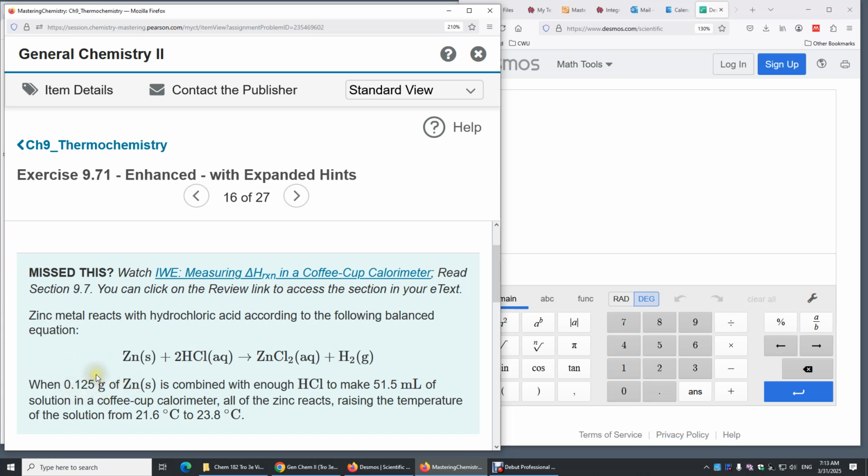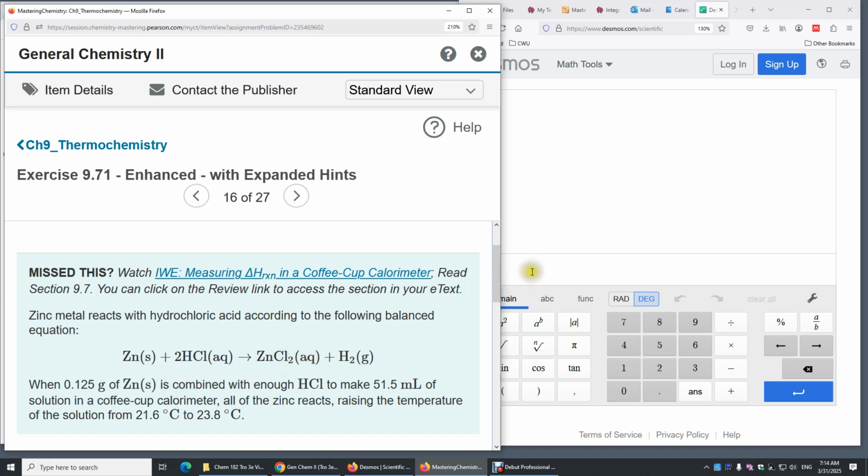What about the heat? The heat flows into the solution. We have the volume here, multiplied by the density, we get the mass. And given the mass, the temperature change, and the specific heat capacity, we can compute the amount of heat. And we're using a coffee cup. That means the pressure is constant. It's isobaric condition. In this case, the enthalpy of reaction equals the heat of reaction.